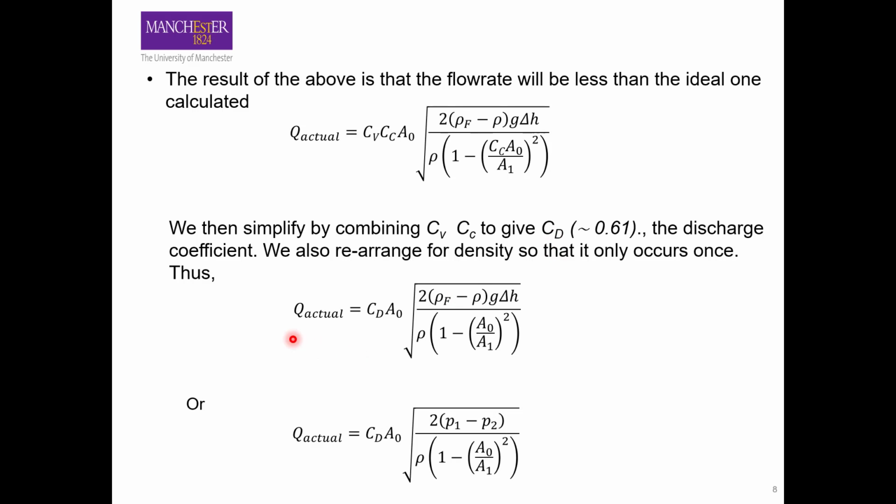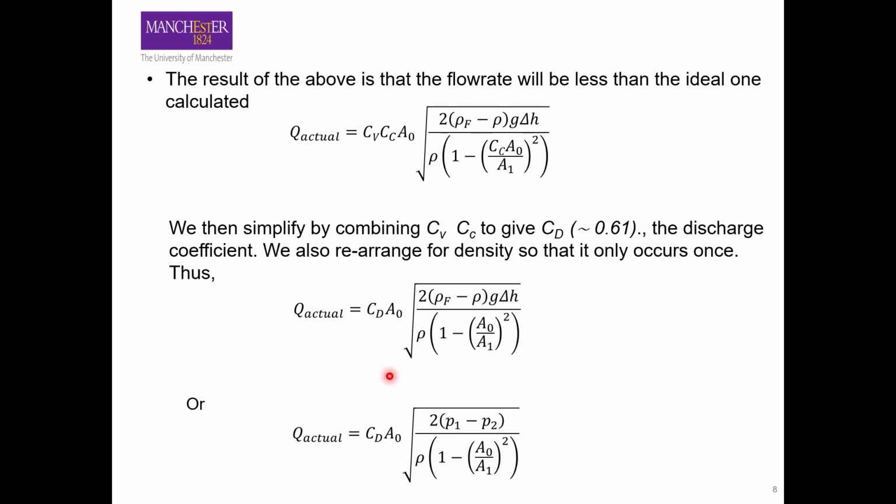Okay, so if we use CD instead of CV and CC, we have this equation in the form of densities, and we know that delta P is equal to rho g h. So instead of writing densities, we can replace this delta rho g delta h in the form of pressures, that is P1 minus P2.